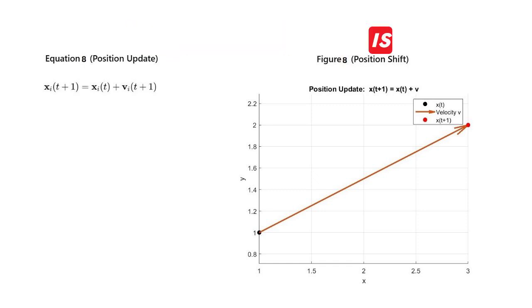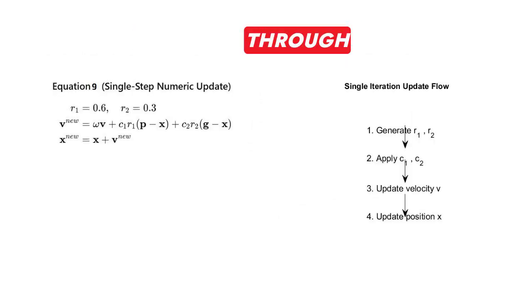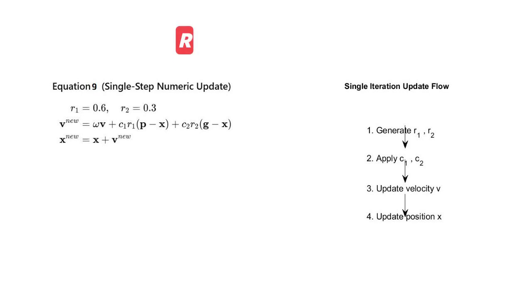The position update is simple. x equals x plus v, moving each particle according to its velocity. Let's step through one numeric update. Compute r values, apply coefficients, update v, then x for a single particle.